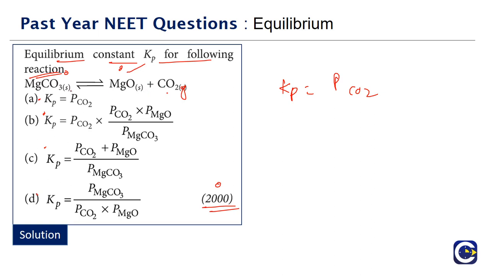Magnesium oxide is a solid. Magnesium carbonate is also solid. So they will not have any partial pressures. So which means what? The Kp value is simply going to be equal to what? Partial pressure of CO2. So that is the product side. So the correct answer is option A, which is Kp is equal to partial pressure of CO2.